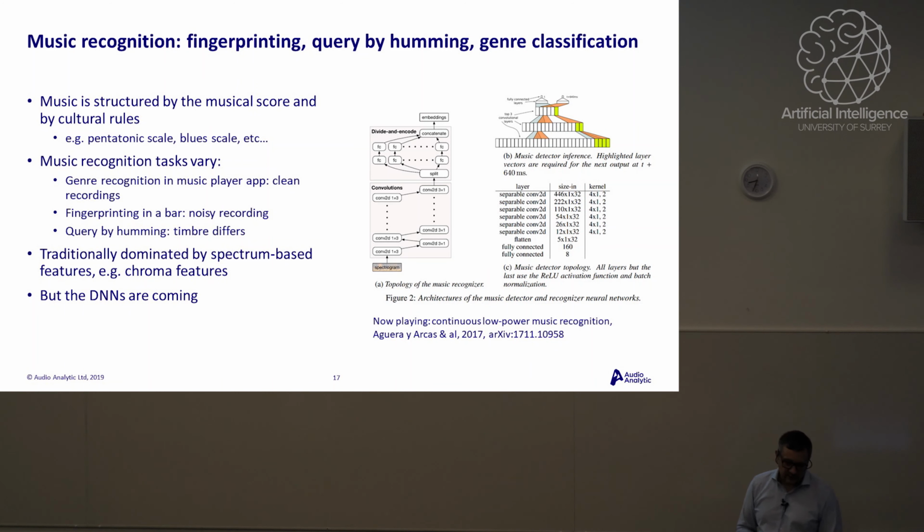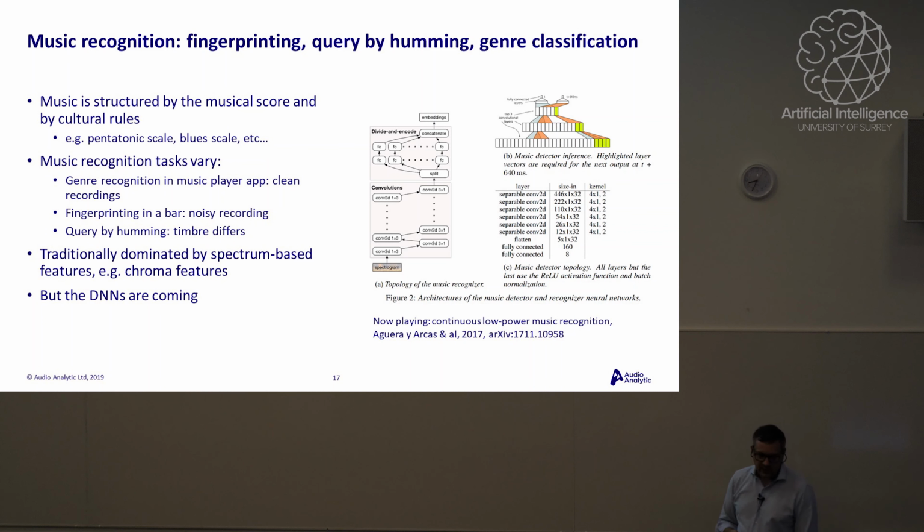As I said, music recognition tasks vary, and vary in difficulty as well. So that's where you have to be clear about what problem you're trying to solve. Genre recognition in a music player application is going to use clean recordings. The tracks that you bought from iTunes, Spotify, or so on, you're going to deal directly with clean audio. Whereas if you do fingerprinting in a bar, you're going to have a noisy background. If you do fingerprinting in a nightclub, what's that music playing? You're going to have lots of babble noise around it as well. So in terms of requirements for noise robustness, it's a completely different problem.